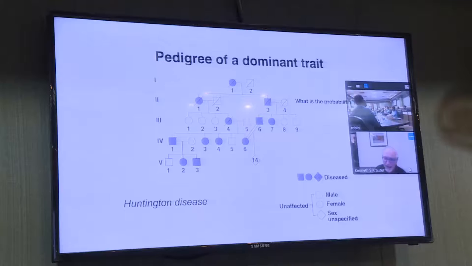So the question is, can you predict what the probability is that individual number 14 will have Huntington's disease, knowing that in each generation there's a 50-50 chance? So this guy has a 50% chance, and this guy has a 50% chance of passing it on. So take a minute and think about it, and then we'll see. See if you could come up with what you think the probability is. So I'll give you a couple of minutes.